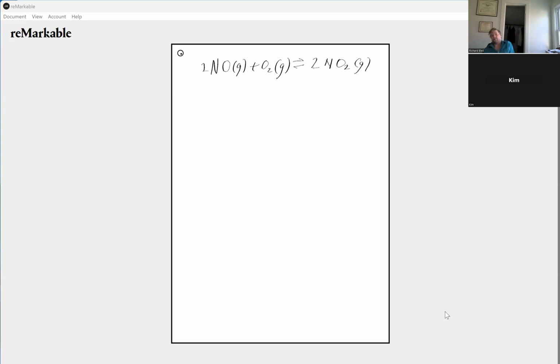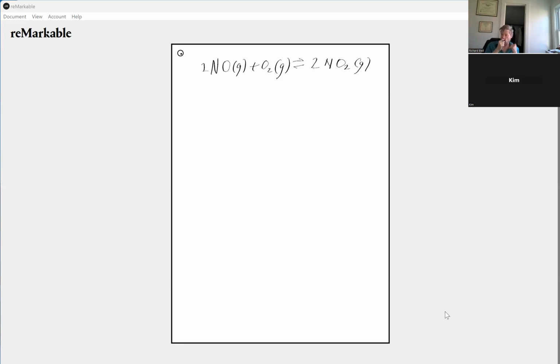Here's a gaseous equilibrium. It's kind of an interesting equilibrium. One of these two, I want to say NO2. I think it's that one. It's very highly colored. It's sort of a brown color. Now, there are some special stressors that we can add to this.